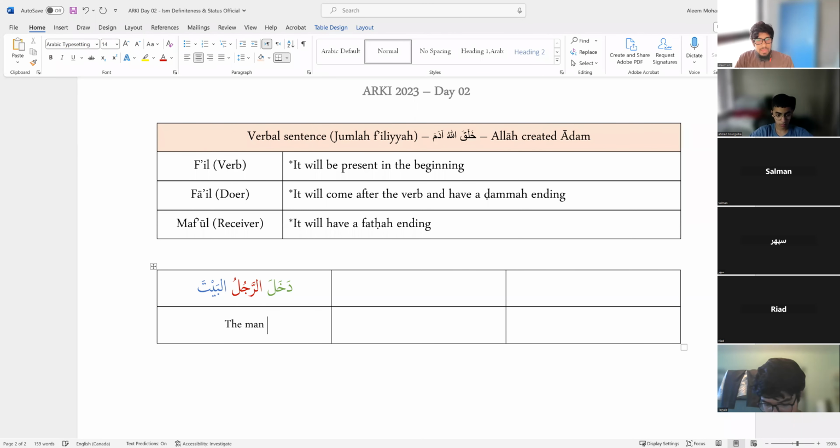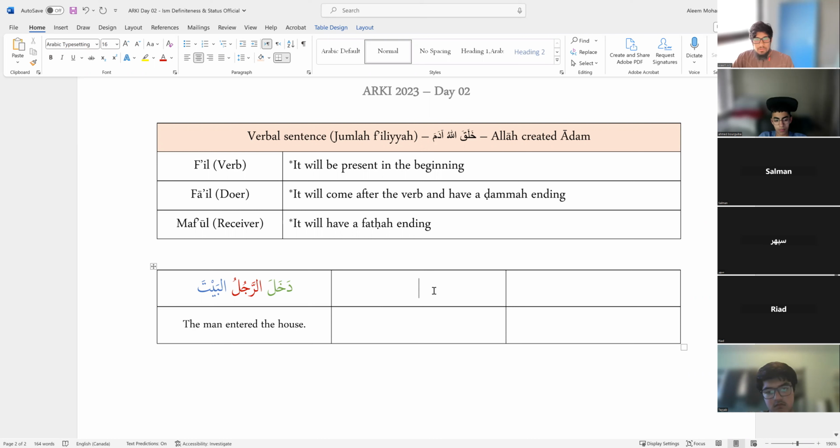Yeah, good stuff, guys. The man entered the house, right? So the man, I know to put him first because he has a dhamma ending. He's coming after the verb. So that's my fa'il, or my doer. And then my receiver, the thing that he's doing the entering to, is going to be with a fatha, and that's bayt in this case, right? Yeah, Sister Ariba asked, does the receiver have to be a person? Can it also be an object? Yeah, it can be an object. Yep, no problem there.